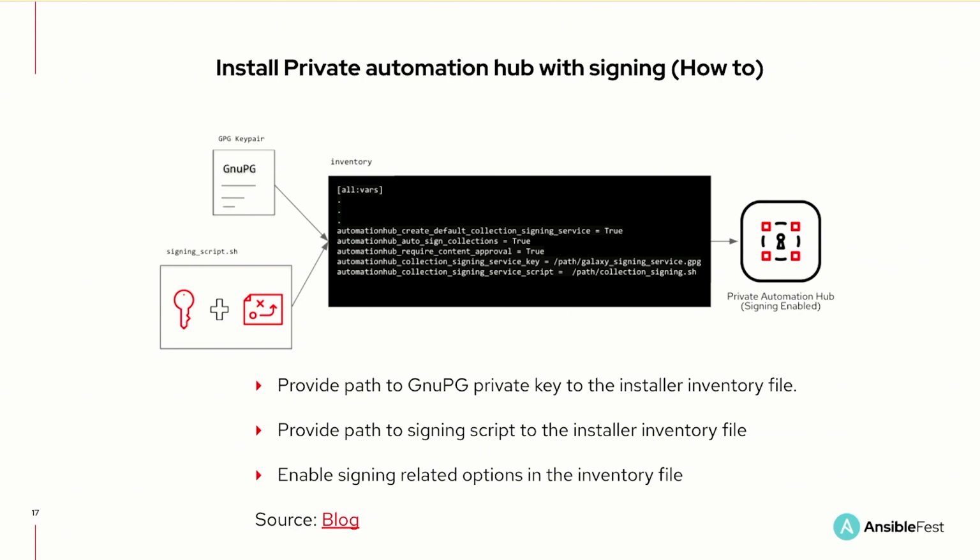And that's what this shows. You give a GPG key pair, you give a signing script to the inventory, and then you run the setup.sh. You'll have a Private Automation Hub that will be signing enabled.